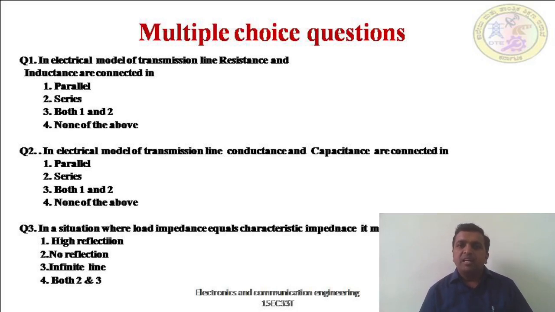In a situation where load impedance equals the characteristic impedance, it means in a situation when your load impedance is exactly equal to your characteristic impedance of the line, what will happen? What will be the situation? Option number 1, high reflection. Option 2, no reflection. Option 3, infinite line. Option 4, both 2 and 3. The answer is option number 4, both 2 and 3.